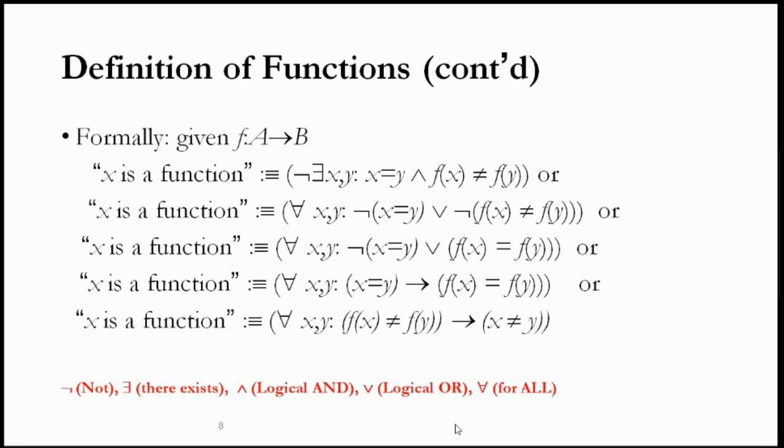X is a function if for all x, y: not (x = y) logical OR f(x) = f(y). X is a function for all x, y where x = y, which maps to f(x) = f(y). Or another definition for the function: x is a function if for all x, y, f(x) is not equal to f(y) for all x not equal to y.